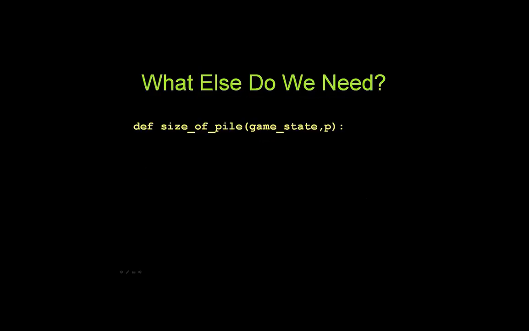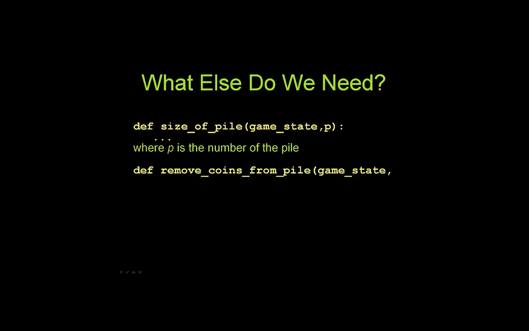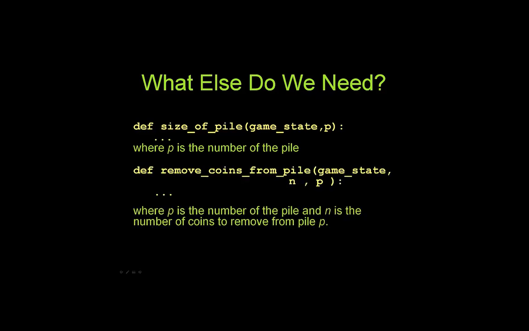What else do we need? We need to know the size of the pile of coins. Suppose you have two things, the game state and P, where P is the pile number. Then this size of pile of coins will give us the number of coins. We can also remove coins. With N and P, we can remove N coins from a pile P in the game state, and this returns your new game state.